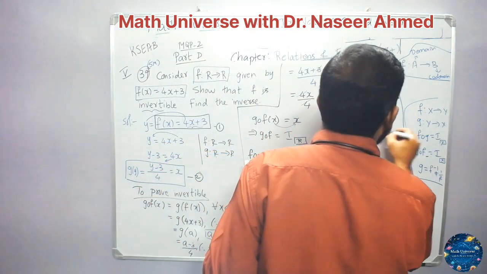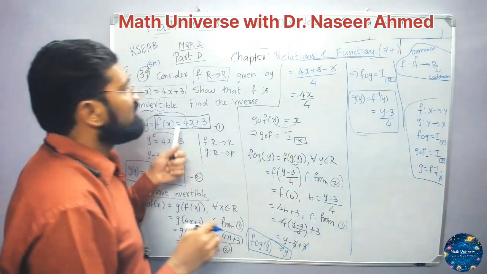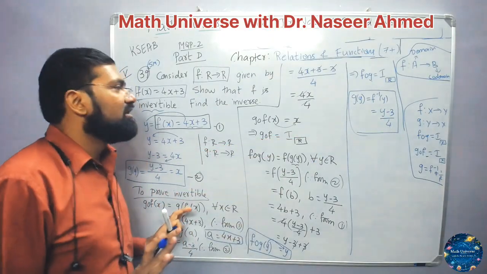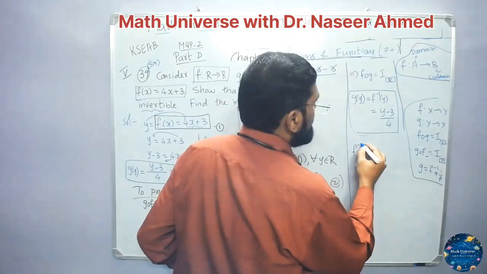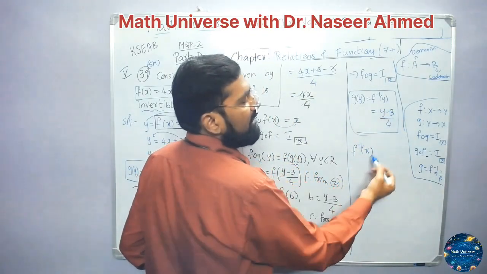This is the inverse. The question was, show that it is invertible. Yes, it is invertible, and find the inverse. Yes, this is the inverse. Okay, and one more thing. Sometimes it can also be written as f inverse of x. See, it's a dummy variable. In place of y, I can have x also.